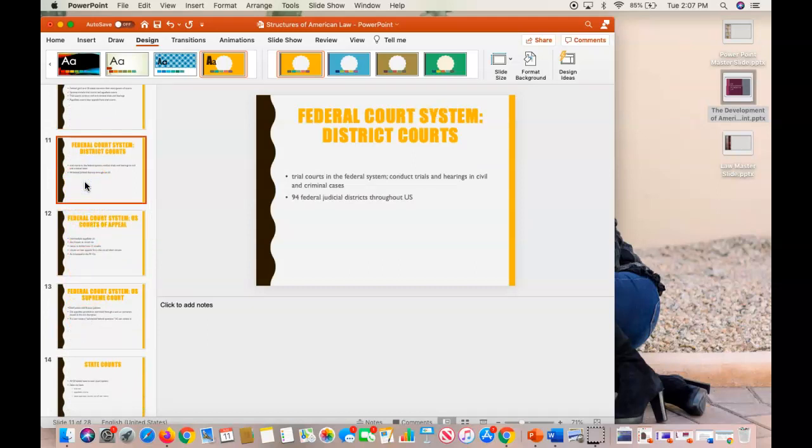The federal court system is made up of district courts, U.S. Courts of Appeal, and the United States Supreme Court. The district courts are trial courts in the federal system. They conduct trials and hearings in civil and criminal cases. There are over 90 federal judicial districts throughout the United States.